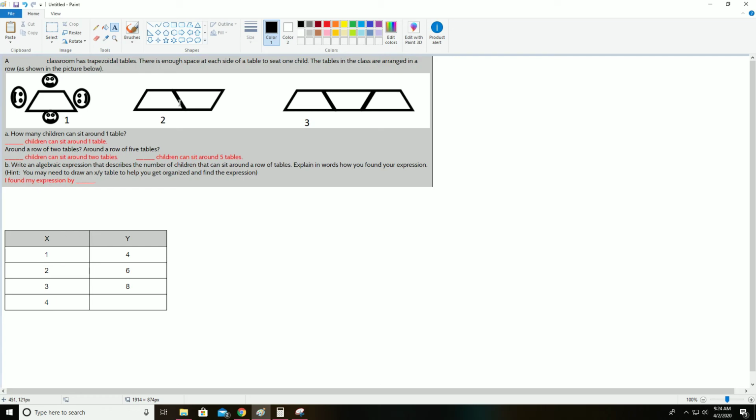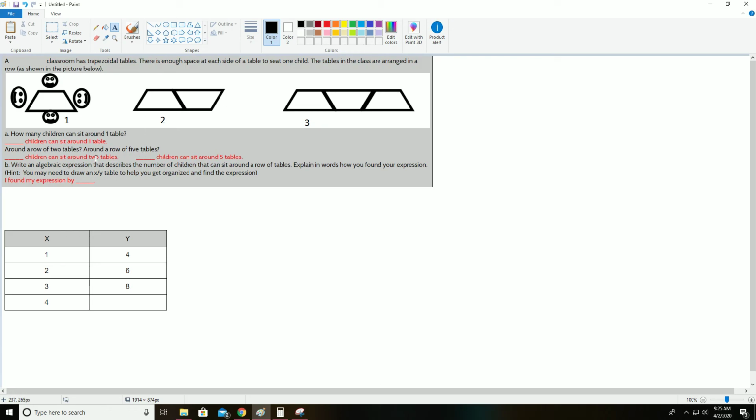On the next one, we're losing a side on each of the trapezoids. I've lost this side because we put them together, but I've also lost this side over here. So I'm losing 2 seats, but I'm gaining 3 more. How many children can sit around one table? That's going to be easy to answer. All you have to do is count the smiley faces around a row of 2 tables and a row of 5 tables. Well, you have 2 tables here, so you can count.